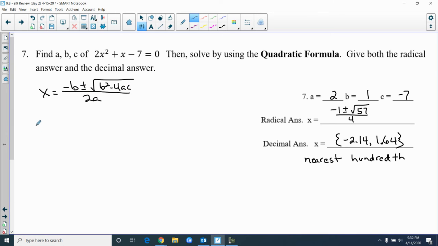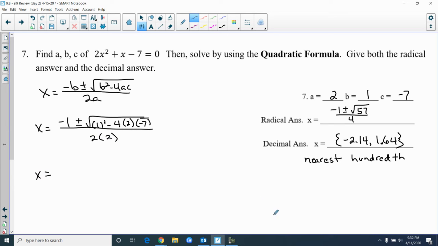Okay, there's your formula. The opposite of B: B is positive 1, so the opposite of B is negative 1. B squared, 1 squared minus 4, A is 2, C is negative 7, over 2 times 2, because A is 2.